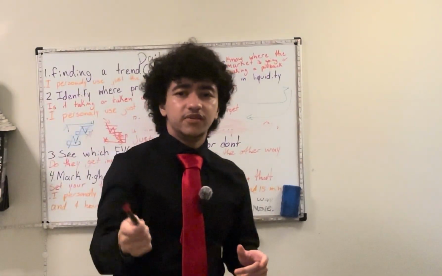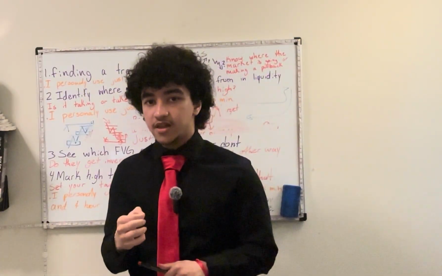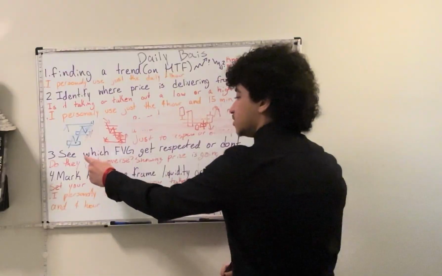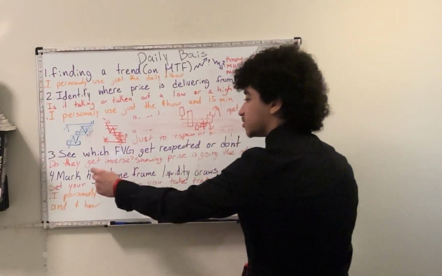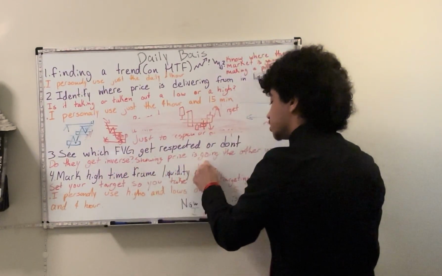For the next video, I am going to explain fair value gaps, but I'm going to go off the assumption that you do understand fair value gaps. But like I was saying, see which fair value gaps get respected or don't. Do they get inverted, showing price going the other way?